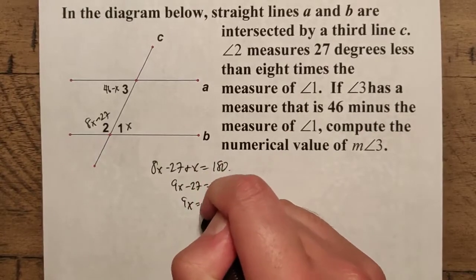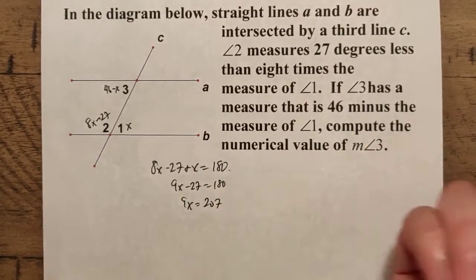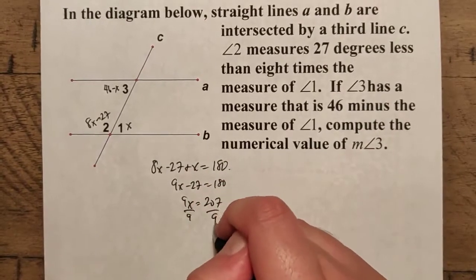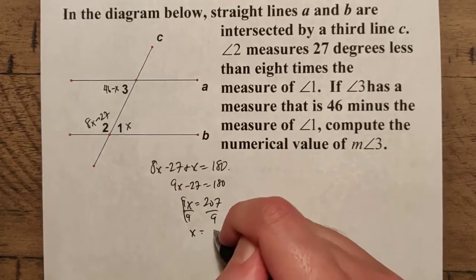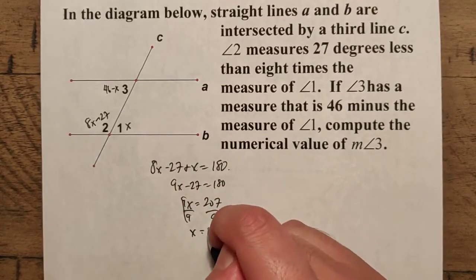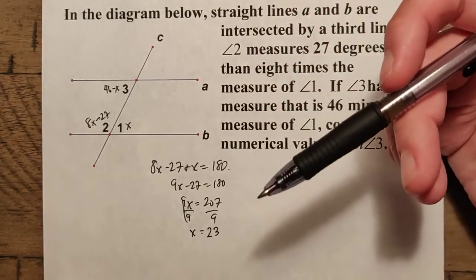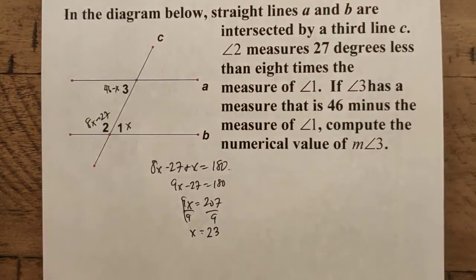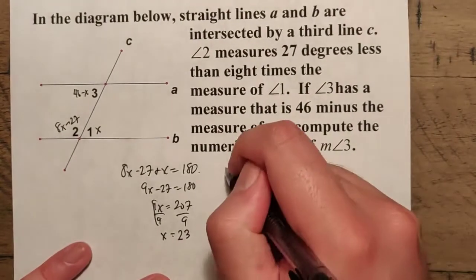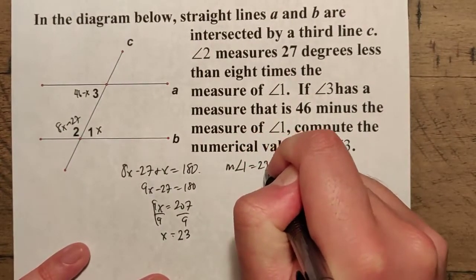So that means that 9x, I believe, is 207 here. And then we can divide by 9, and we get x equals 23, if I'm not mistaken. Because 180 divided by 9 is 20, and then we have 27 left over divided by 9 is 3, so you have 23 here. So we can go ahead and fill this in. We know the measure of angle 1 is 23.